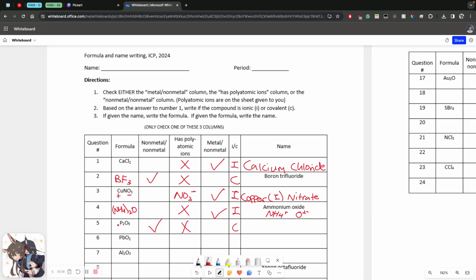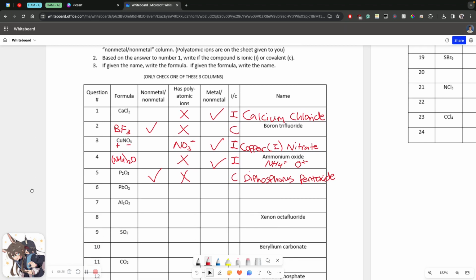For the name, let's take a look at the phosphorus, P2O5. So we have not a 1, but 2. So we have to do diphosphorus. Remember that we do not put the mono in front of the first element if it's only 1. Diphosphorus pentoxide. All right, and that would be the name for P2O5.